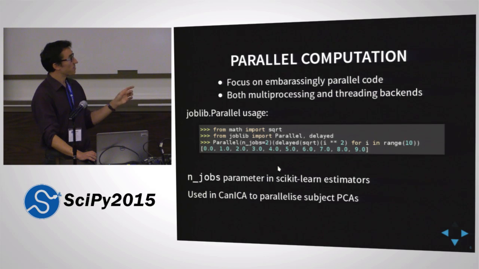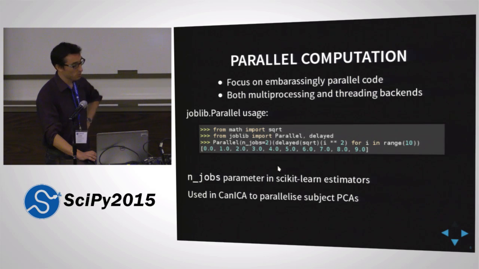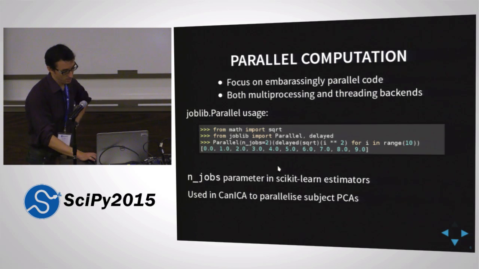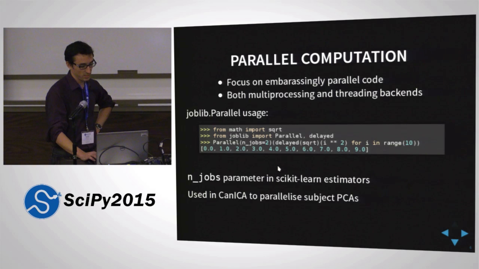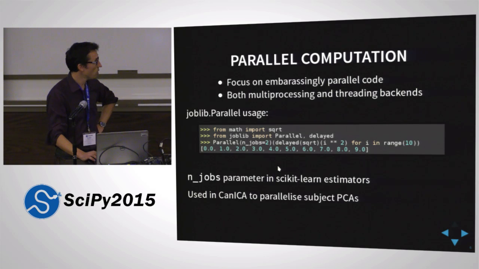So you create this parallel object. You tell it how many jobs, which basically means how many cores you want to use on your machine, and you pass it the iterator. Then basically it will schedule, it will send this to multiple processes using multiprocessing, and then return you the list of all the results.